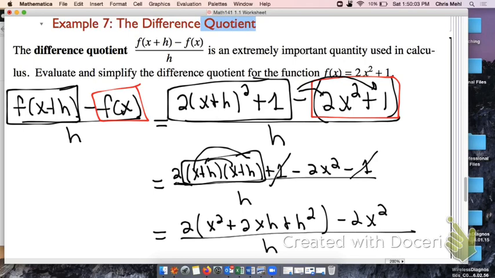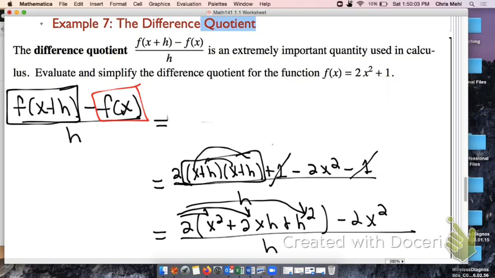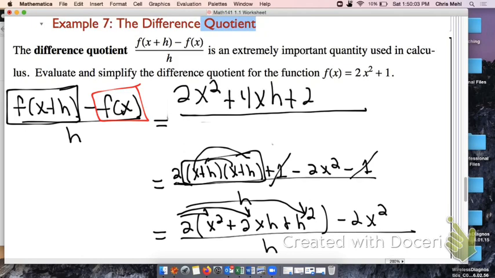Okay. Now I'm kind of out of room. The next thing I'm going to do is distribute this 2 through. I'm actually just going to erase this part and just write the result up here. So this is going to end up being 2x squared plus 4xh plus 2h squared, and then I still have the minus 2x squared. Okay, so I just distributed the 2, I'm still dividing everything by h.